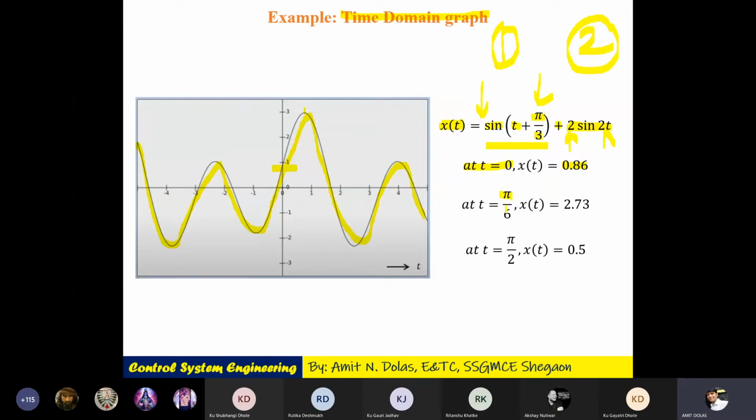If I compute at pi by 6, it is 2.73. And at pi by 2, somewhere here, it will be 0.5. Okay. Similarly, the complete signal is obtained. So in the time domain, what are you getting? The amplitude at each time instant t.